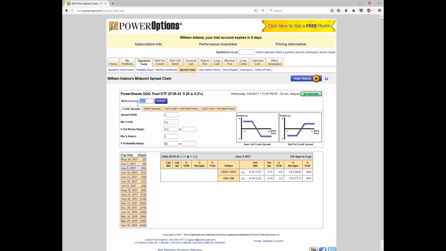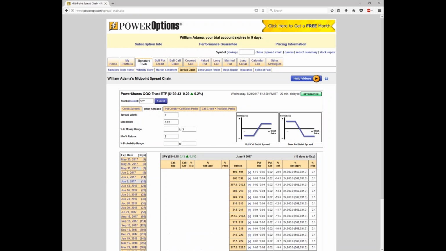I could use QQQ, but I'm going to take SPY. Okay, and I'll go to debit spreads. So I'm doing a bull call debit that I'm paying for, not a credit, and a bear put debit. So it's a debit condor. Maybe you can use that in your IRA. And I'll put a max debit range. What do I want for each leg, of course? Well, let's start there. I'll use a 2-point spread on SPY again. In the money range, up to 3% in the money or more. Minimum return and probability of, let's just start with 70, Bill.